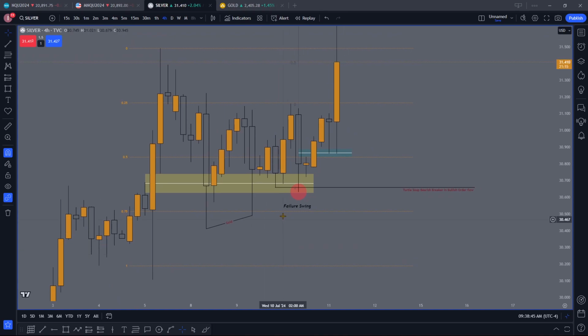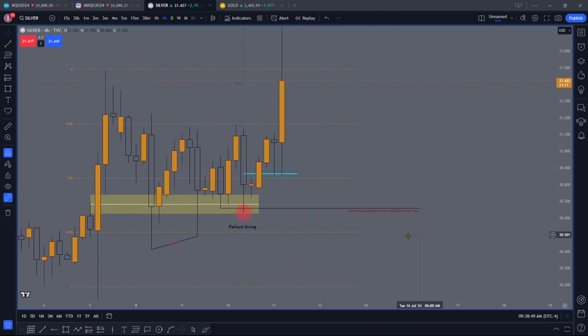After this, we got this turtle soup, and as everyone might know, which I've spoken about lately, bearish breakers and bullish order flows, or bullish turtle soups. This is not from me, this is learned from someone else. Adenomics, if you want to go check him out, let me just write it down there.